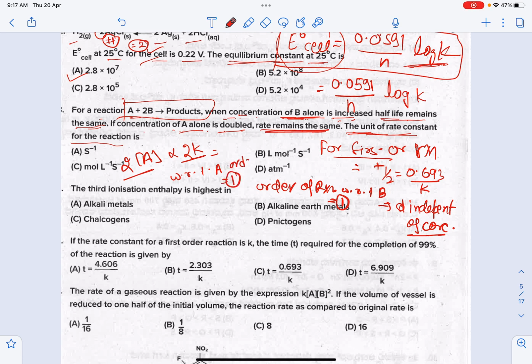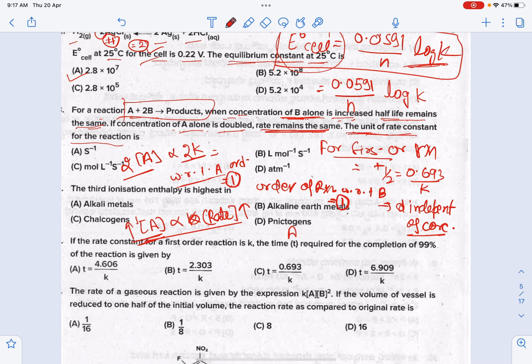Because in a first order reaction, the concentration is proportional to the rate of reaction. In a first order reaction, if we double the concentration of A, then the rate will also double. If we triple the concentration of A, the rate will also triple, because the rate is directly proportional to the concentration of A. It also simply implies that the order of reaction with respect to A will also be 1.